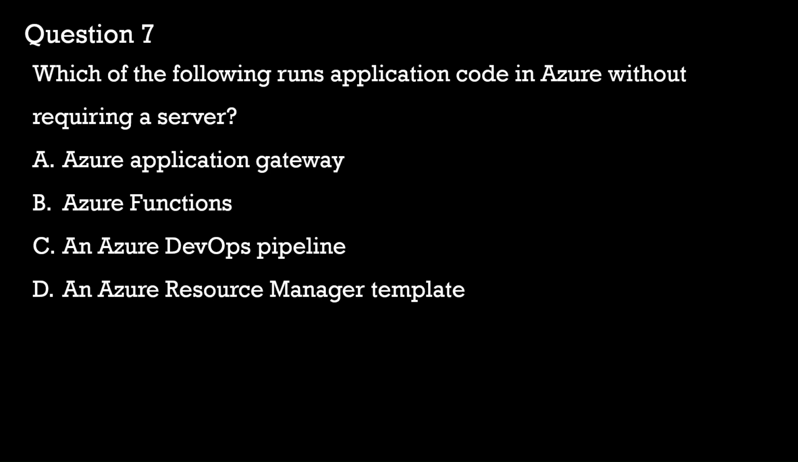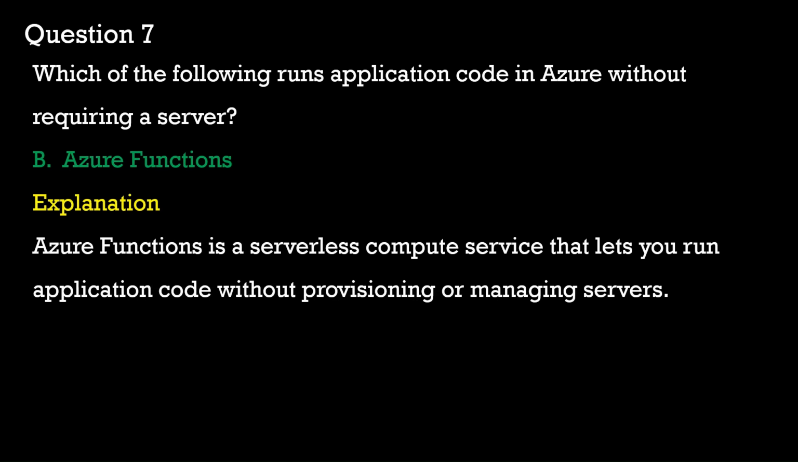And this makes it perfect for event driven and short running tasks. The Azure DevOps pipeline is used for automating build and deployment workflows, but it's not used for running application code in production. While the Azure Resource Manager template is used to deploy and manage Azure resources, but it doesn't run application code. So our answer here would be option B, Azure Functions.